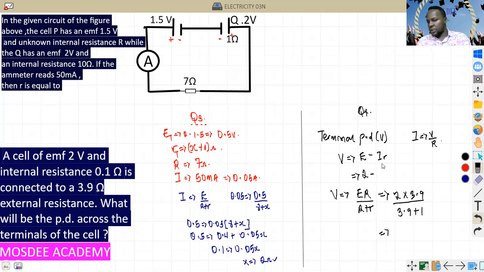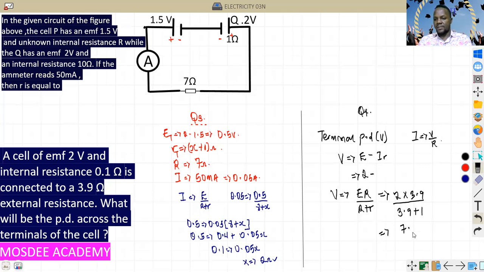So you can also substitute I as V by R, and V is still V. Continue solving, then you still get the answer. Bring V to the other side and solve your question. You have a definite answer. But this is better if you know how to put it in terms of E, R and small letter r. So directly now we have 3.9 times 2 is 7.8.